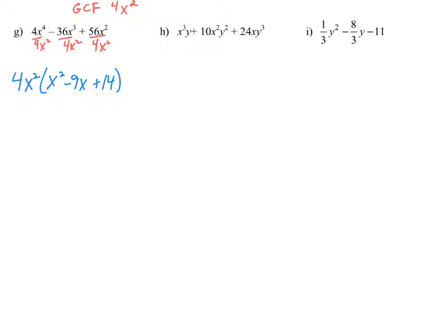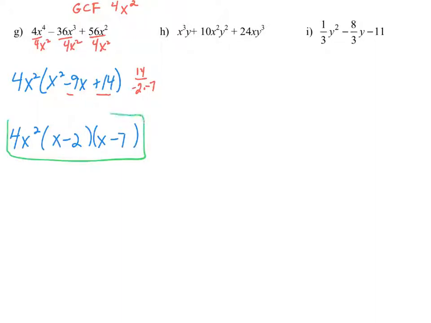So we look at the last term of 14 and find the pairs of factors that will add up to negative 9. And that pair of factors is negative 2 times negative 7 equals a positive 14, and negative 2 plus negative 7 will equal that negative 9. So we have the greatest common factor of 4x squared, and then that trinomial can be factored into x minus 2 and x minus 7.